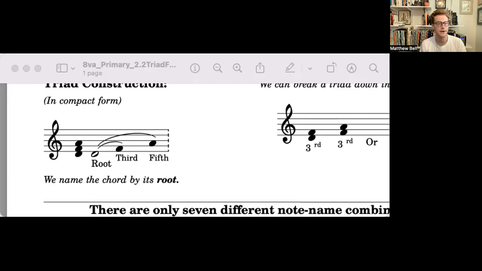So it doesn't really matter if it's a D sharp minor triad, or we could say a D flat major triad. Doesn't matter what kind of flats or sharps we're going to add to these note names and put on these note heads. It's still going to look like a DFA triad.